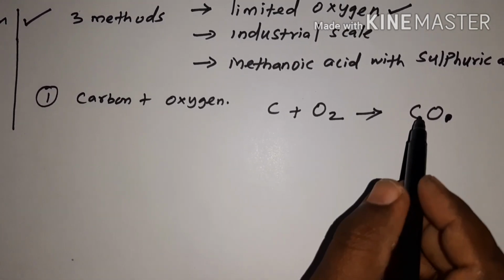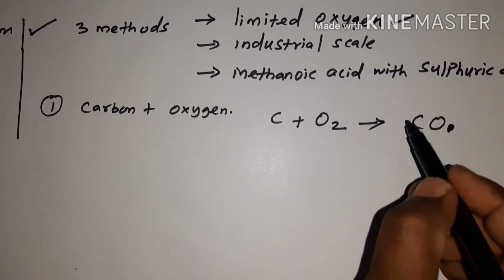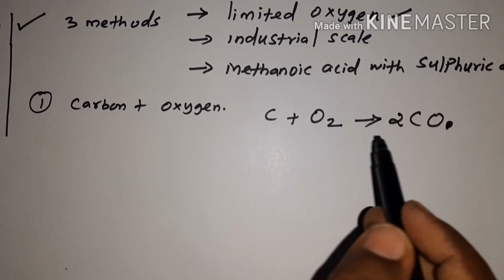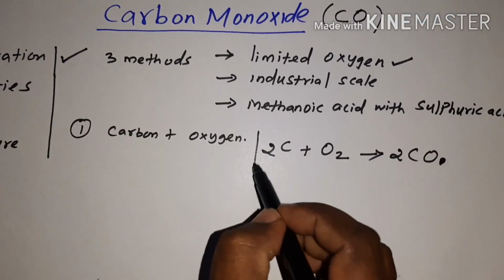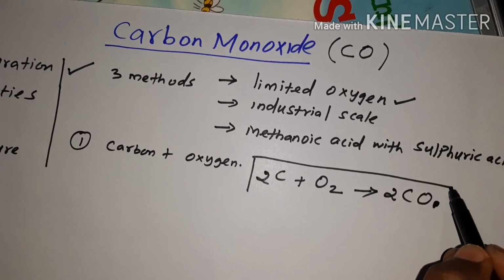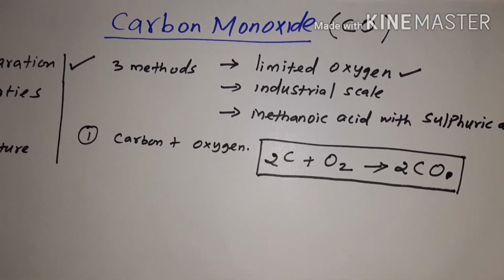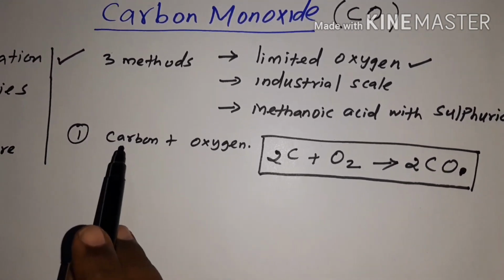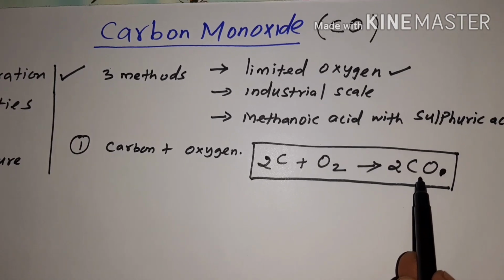Here one carbon, here also one carbon. Here two oxygen are there, here only one oxygen is there. So put 2 here. Again check here, then put 2 here. So this is the balanced equation of carbon monoxide. This is the first reaction. So carbon with a limited amount of oxygen gives carbon monoxide.